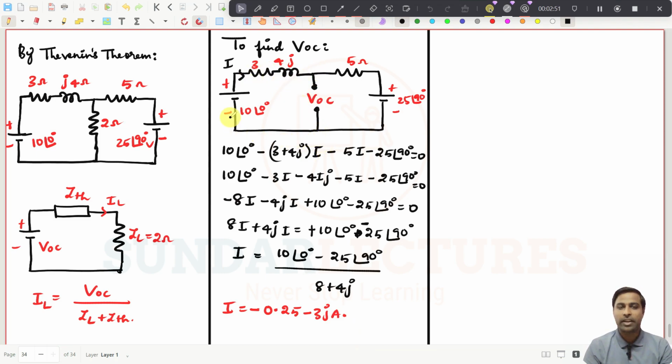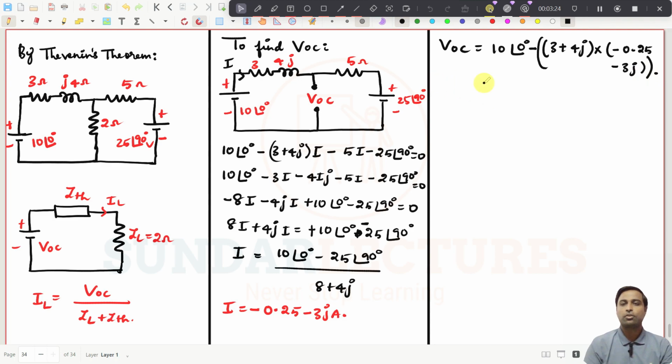Start from this point and go here, voltage between any two points, we have seen these kinds of things already. If I want to write VOC, it will be 10 at an angle of 0 degrees. The current is in the same direction as I am going, so I have to put minus, that should be (3 plus 4j), multiplied with the current, which is minus 0.25 minus 3j. If I simplify this, I get VOC equal to minus 1.25 plus 10j volts.